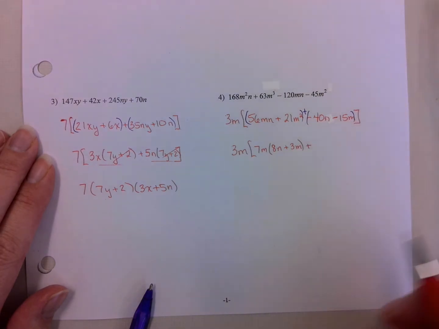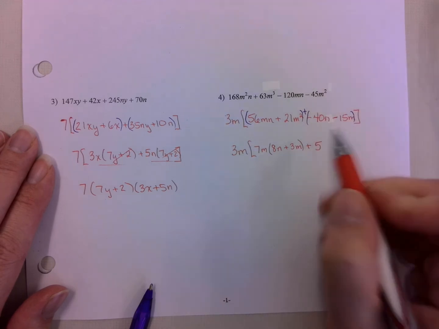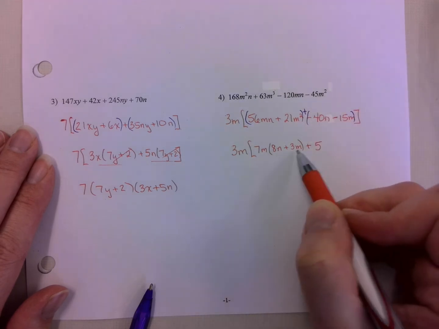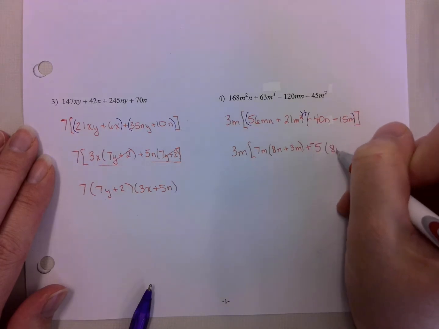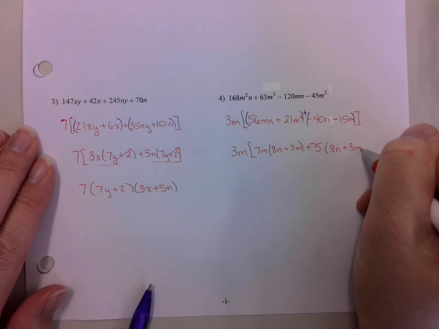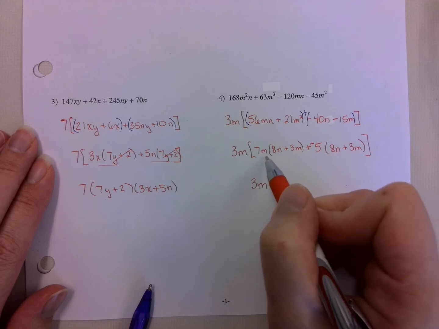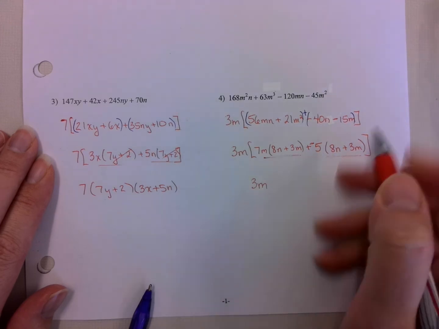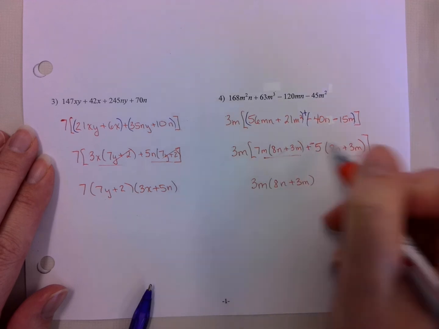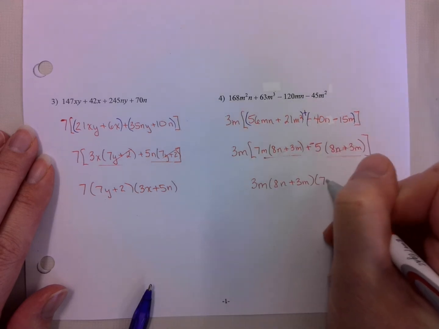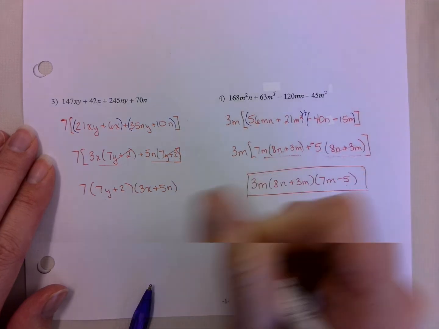Okay, plus, now here's the thing, these have a 5 I can take out, but see how it's a negative? I need positive, so I'm going to take out a negative 5. And that leaves me a positive 8n and a positive 3m. Okay, so I've got my 3m on the outside. What these two have in common is 8n plus 3m. And then what's left over is 7m minus 5. Okay, so we have factored completely.